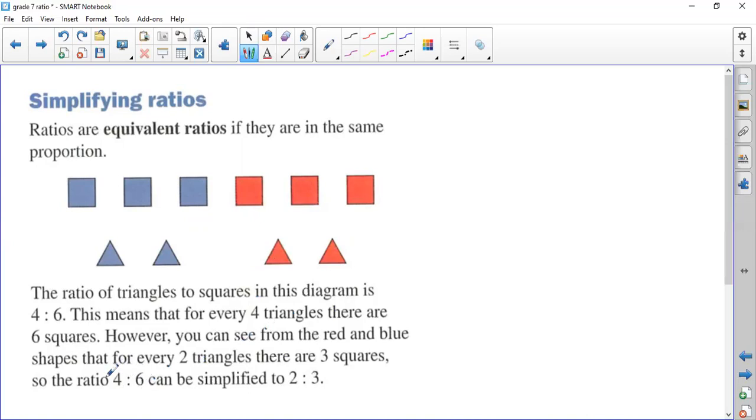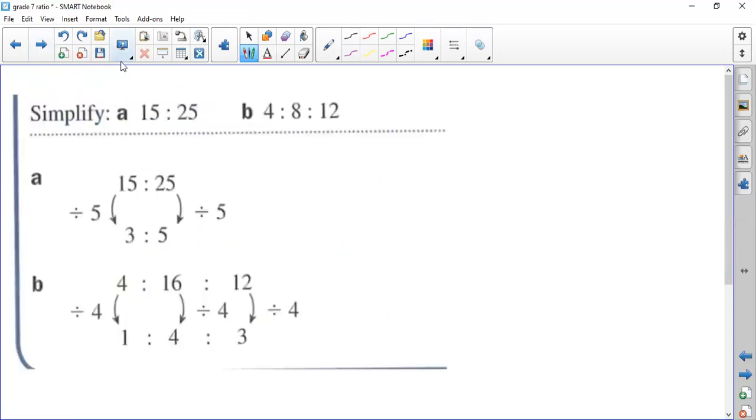So we can say that ratios can be simplified to the simplest form. For every 2 triangles I have 3 squares, which means for every 4 triangles I will have 6 squares, and so on. So we have equivalent ratios, or numbers which show the same ratio. How can we get them? We get them by simplifying with the highest common factor, to get the simplest form of the ratios.